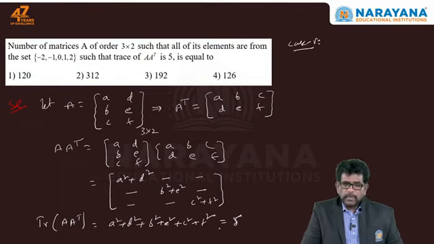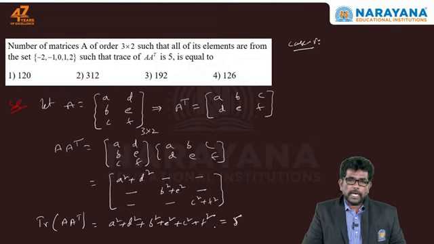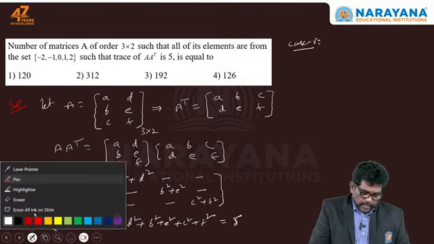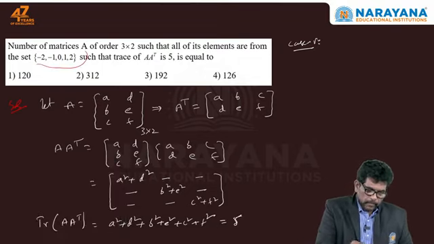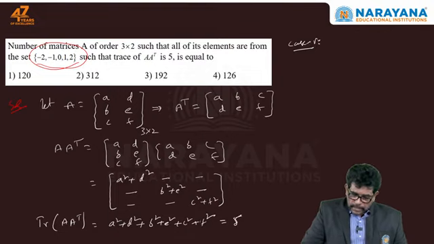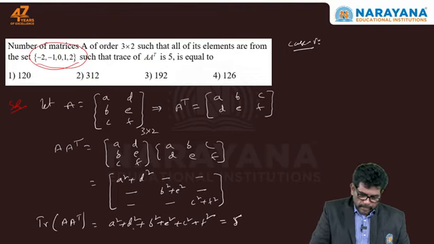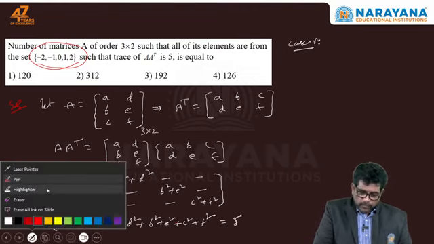Case 1. The sum of the squares of the 6 elements is 5. The elements can be taken from the given set -2, -1, 0, 1 and 2. To get the sum of the squares of the 6 elements equal to 5, I am going to write the possibilities.